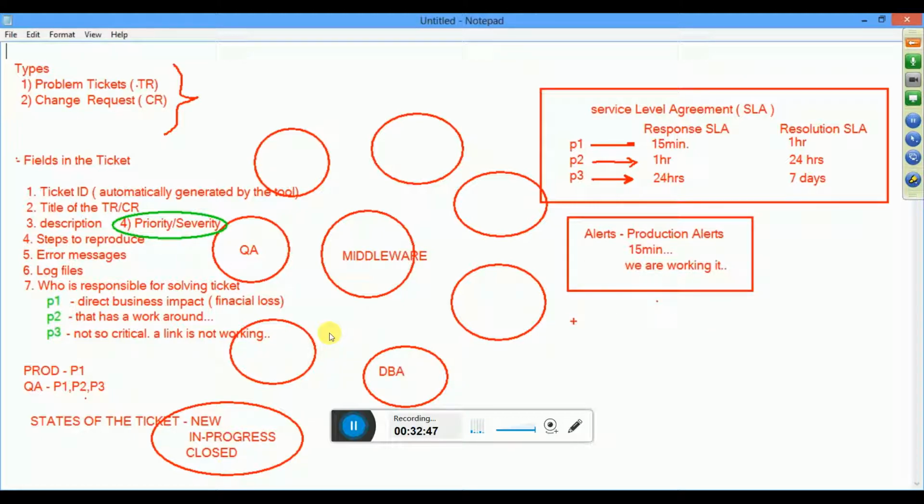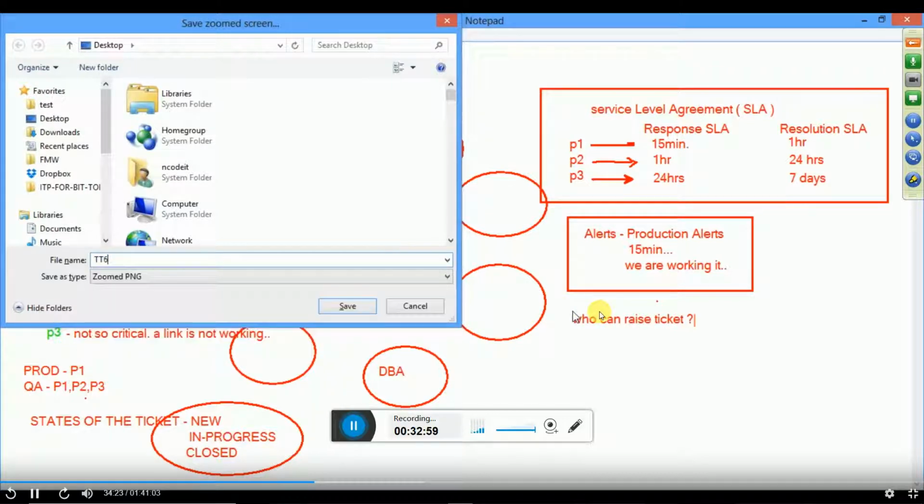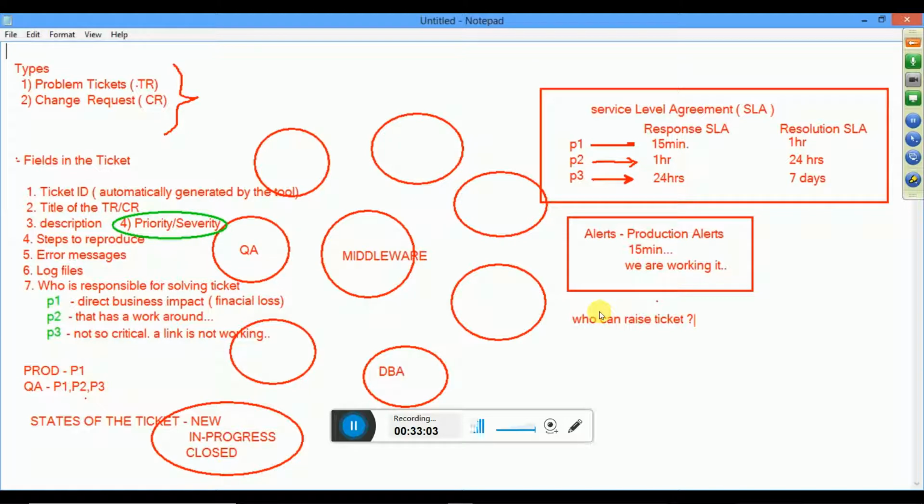And then, who can raise a ticket? Anybody can raise a ticket. You can raise a ticket, somebody else can raise a ticket on you, or you can raise one on yourself. Let's say a production managed server crashed. That's your problem. Still, you raise a ticket and assign it to yourself. You fix the problem, you close the ticket.